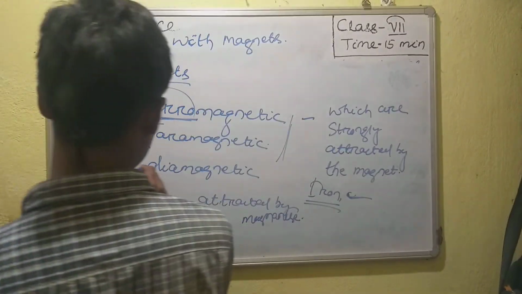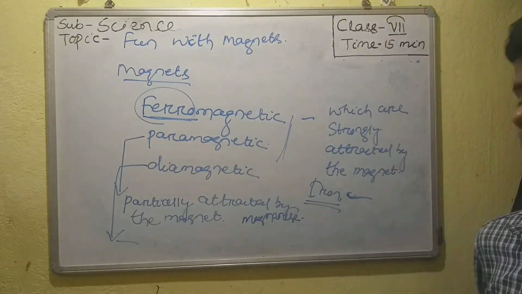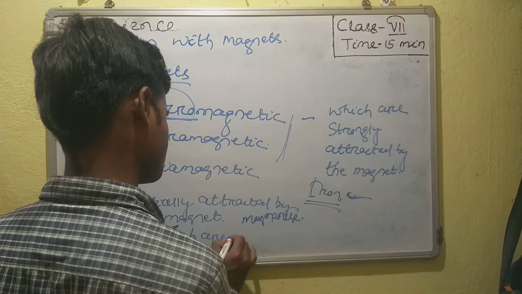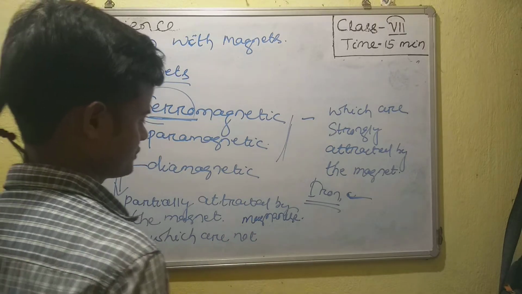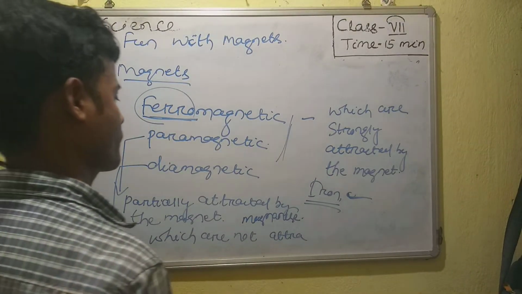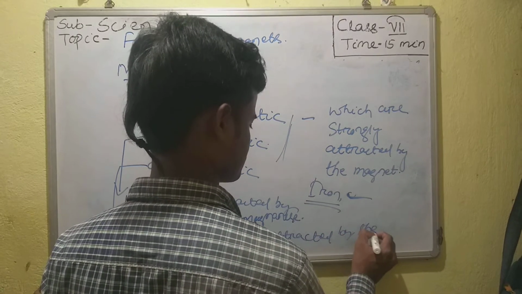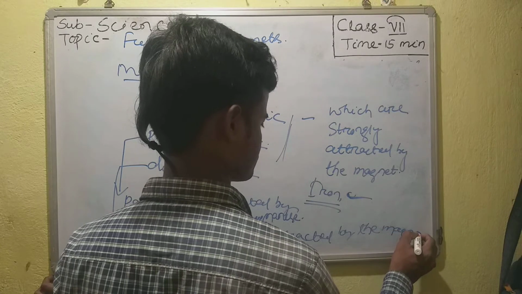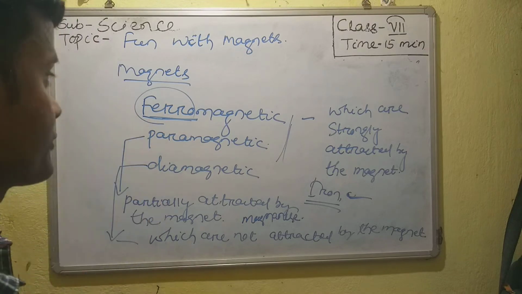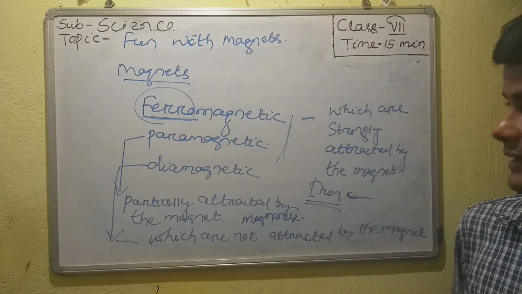And the last one is diamagnetic substance. Diamagnetic substances means the substances which are not attracted by the magnet. These are the three types of substances: ferromagnetic, paramagnetic, and diamagnetic substances.